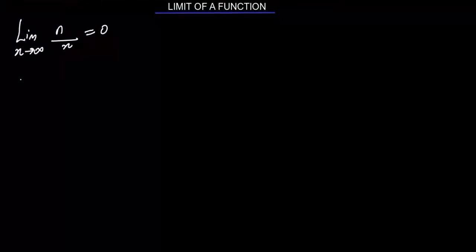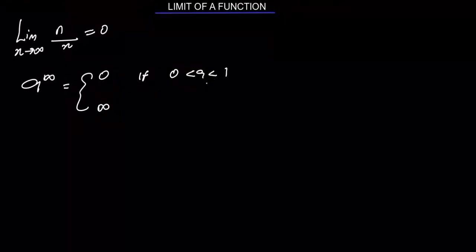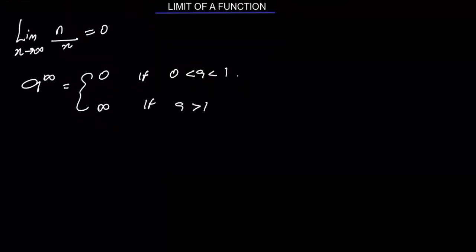Secondly, what if you have something like a to the power of infinity? This can have two values. It can be 0 and it can be infinity. It will be 0 if a is between 0 and 1, and it will be infinity if a is greater than 1. So take note of it.